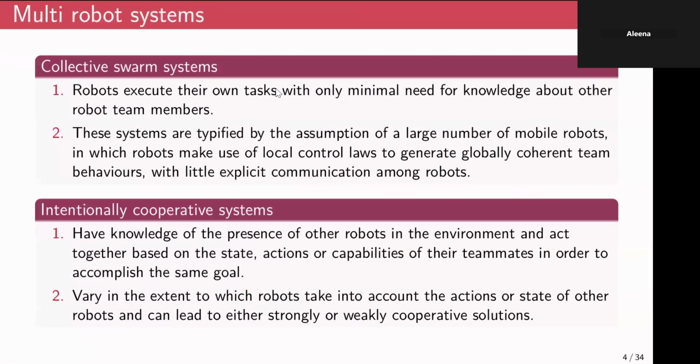Let's have a brief overview of the different classifications. In collective swarm systems, robots execute their own task with only minimal need for knowledge about other robotic team members. As we have said, they only require minimal knowledge about what other members are doing. These systems are typified by the assumption of a large number of mobile robots, just like how we observe a swarm consisting of a very large number of bees or insects. A swarm system typically consists of a large number of mobile robots in which robots make use of local control laws to generate a globally coherent team behavior with little explicit communication among others. Right? So the control laws are local to each of the robotic systems.